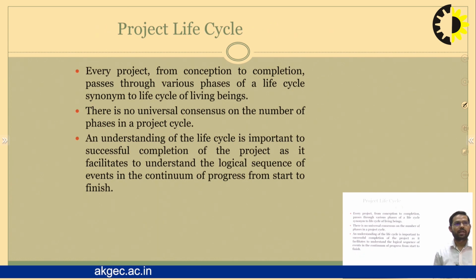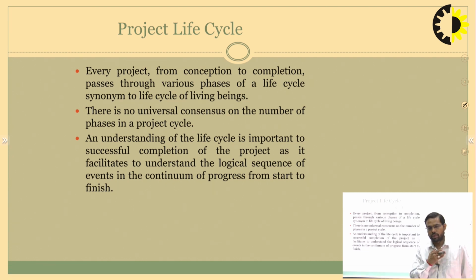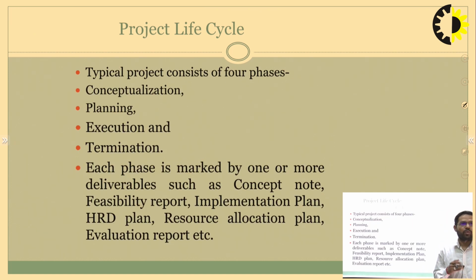Project life cycle: every project goes from conception to completion through various life cycle stages, just like the software development life cycle: requirement, design, implementation, testing, and deployment. It is the same here, with four phases: conceptualization, planning, execution, and termination. Conceptualization means what the concept is, planning means how to plan, execution means we finally work on that, and finally we terminate.